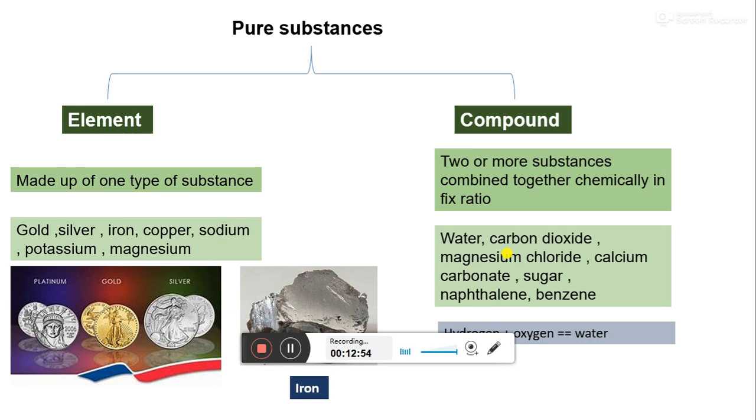Here is the example of the elements. If you think about examples of elements, it is gold, silver, iron, copper, sodium, potassium, magnesium, and calcium is also an element. Lithium is also an element. We have these pictures. I have shared the pictures of platinum, gold and silver. These are metals, and I have shared the picture of iron also. This is also an element, right?